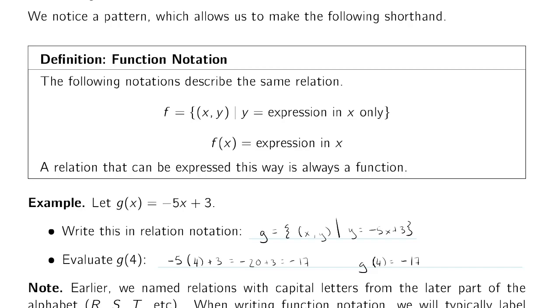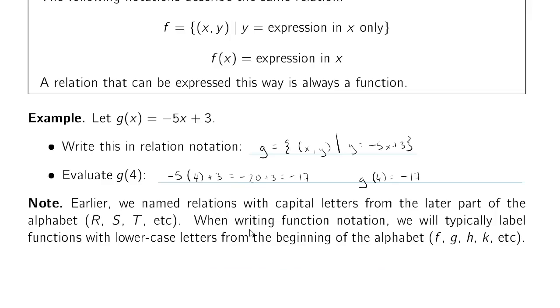Notice that I've been changing how I write the names of relations. When we were talking about relations and thinking of them mostly as sets, we were using capital letters from the later part of the alphabet, capital R, S, T, and so on. When we're thinking of them as functions, and especially when writing functions in terms of equations, we tend to use lowercase letters from the beginning of the alphabet, f, g, h, k, and so on.